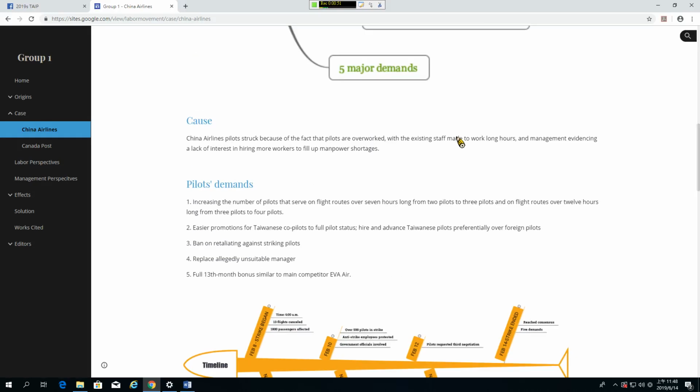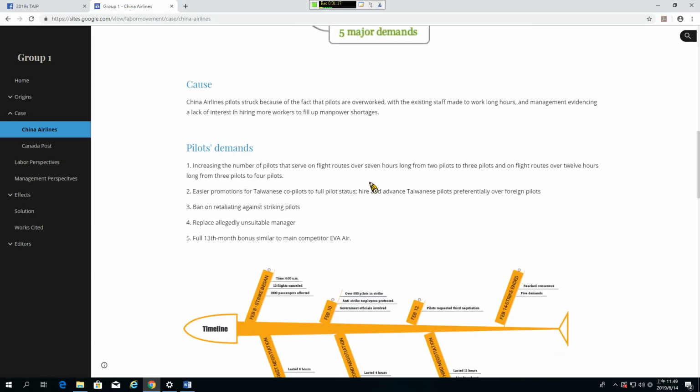The cause of the strike is that the pilots think they are overworked with existing staff made to work very long hours, and the management presents a lack of interest in hiring more workers to fill the manpower shortage. So each pilot had to work very long hours, and they don't think they deserve this kind of treatment.